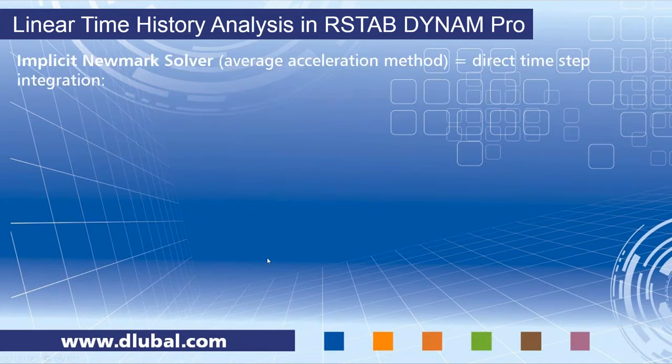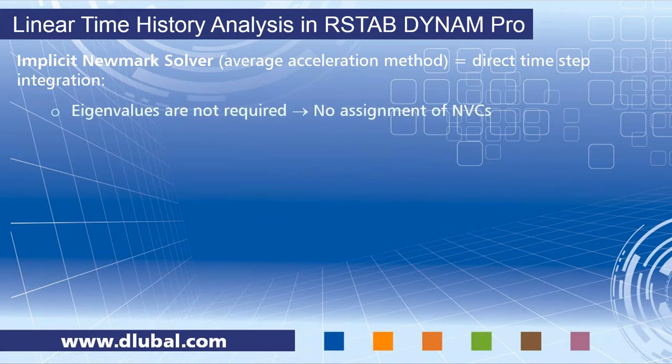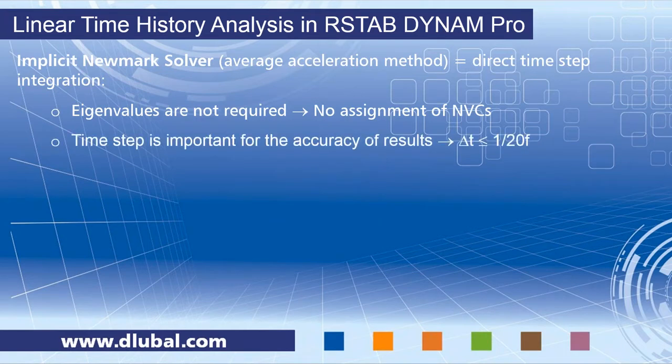The second solver we offer is the implicit Newmark solver. This is a direct time step integration. So here you do not need any eigenvalues. You do not have to assign natural vibration cases. Instead, you have to ensure a quite small time step. The time step is important for the accuracy of the results. And there is a recommendation that you find in the literature. It's provided here as a formula, 1/(20f), with f the frequency. And here you need to consider the natural frequencies of your structure and also the frequency of your excitation. Both are important here.